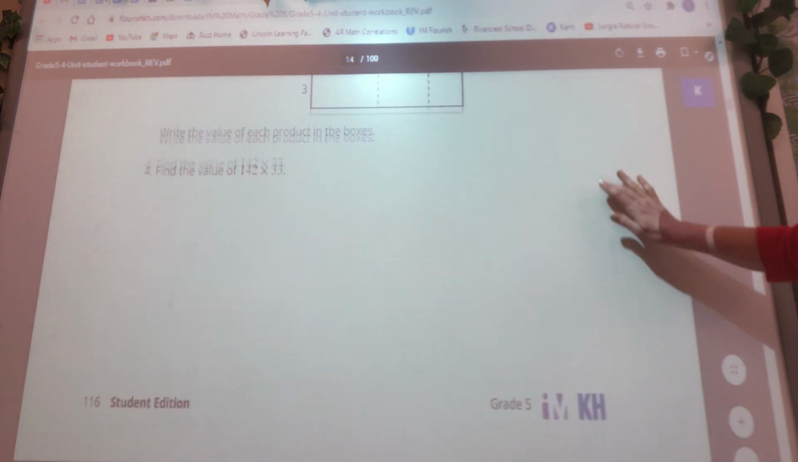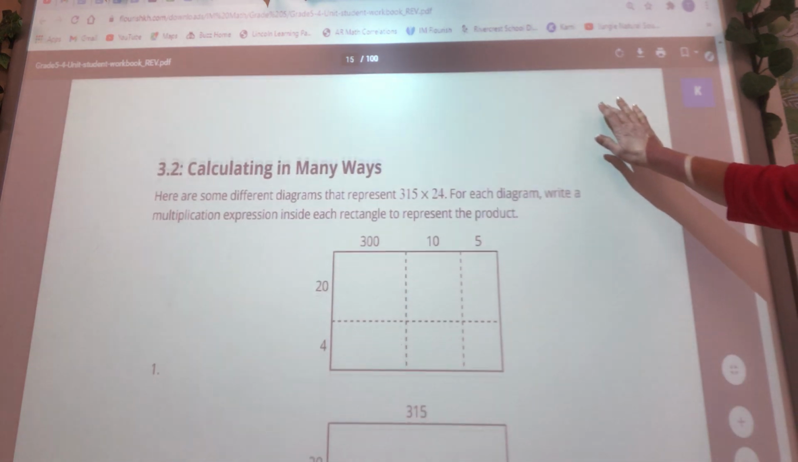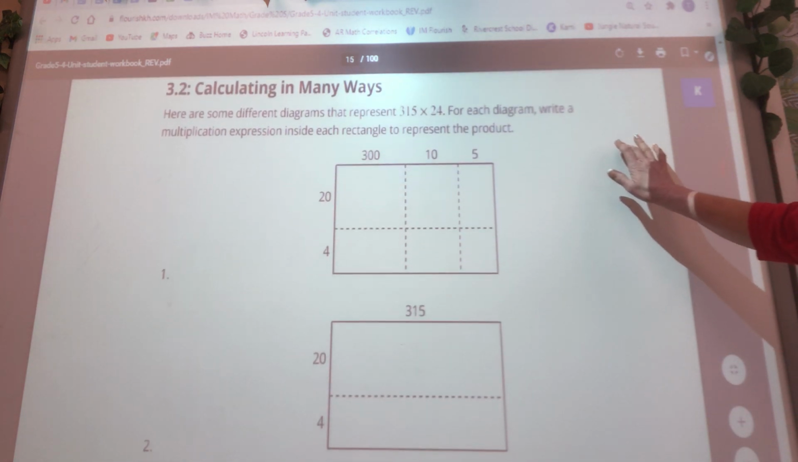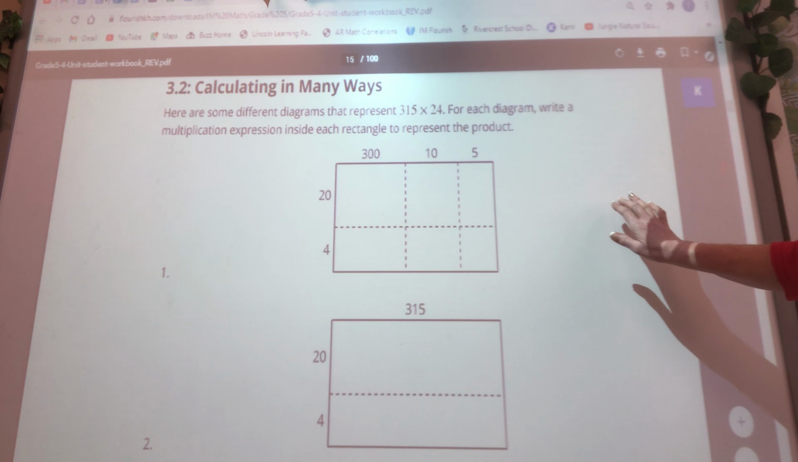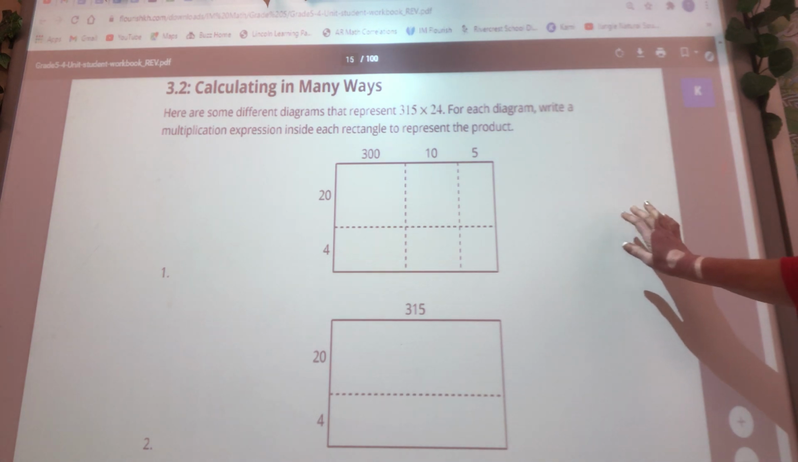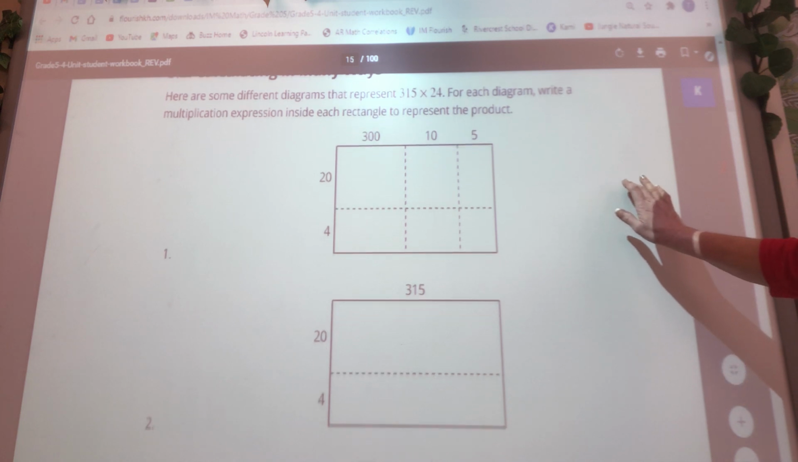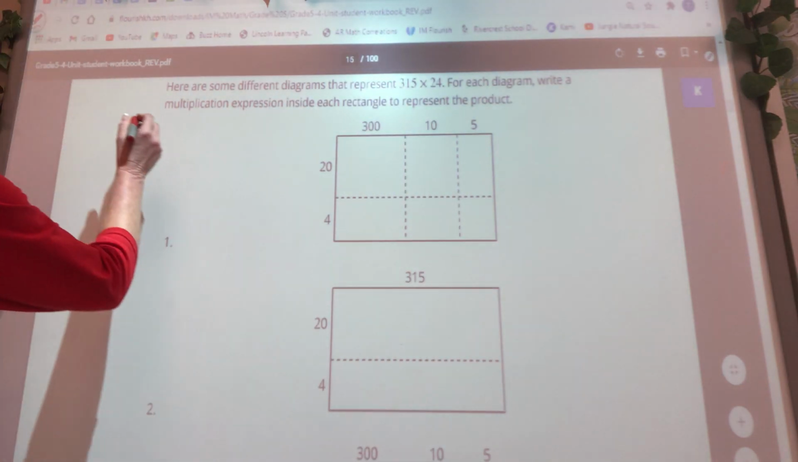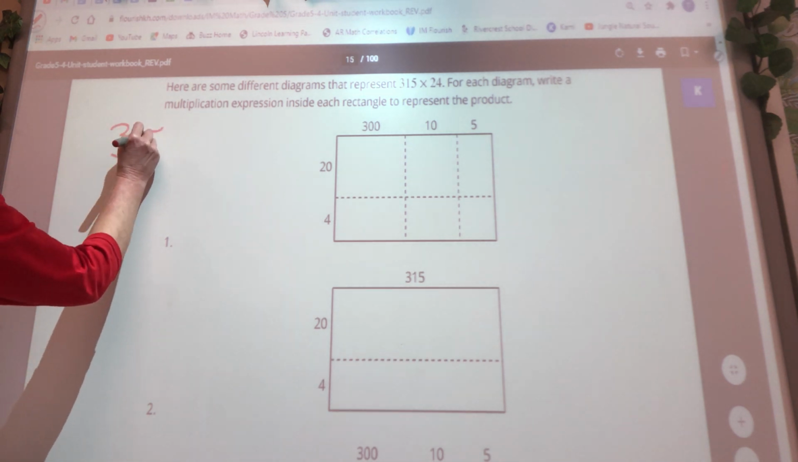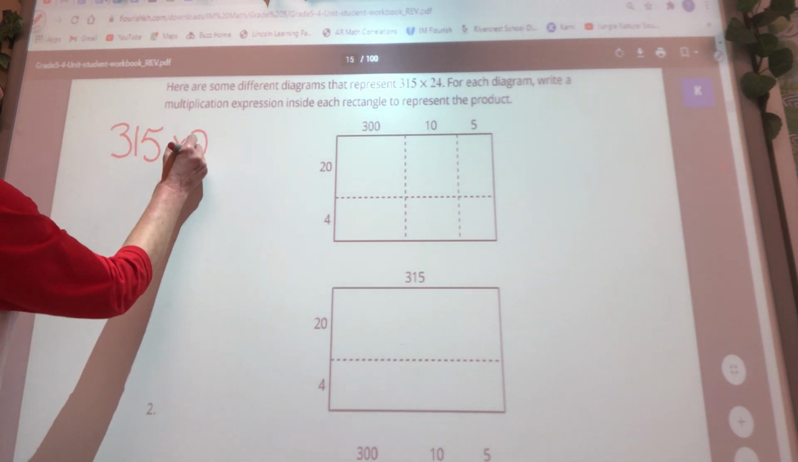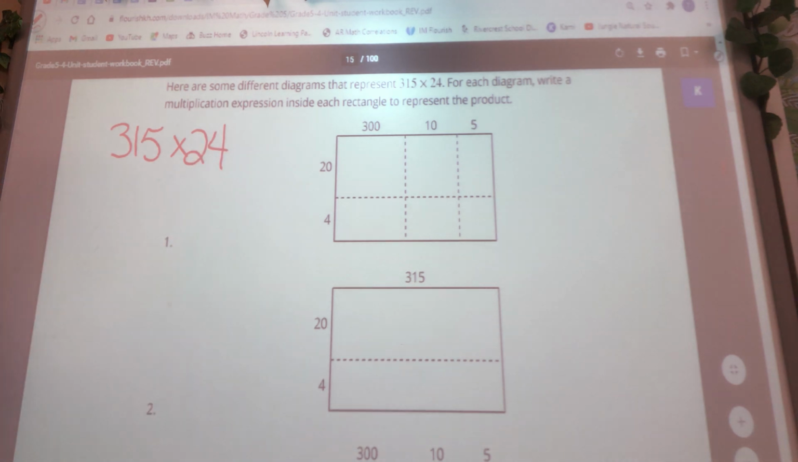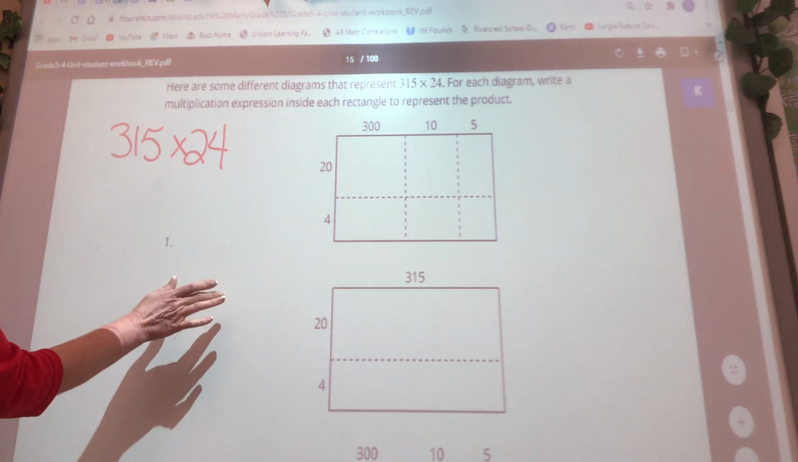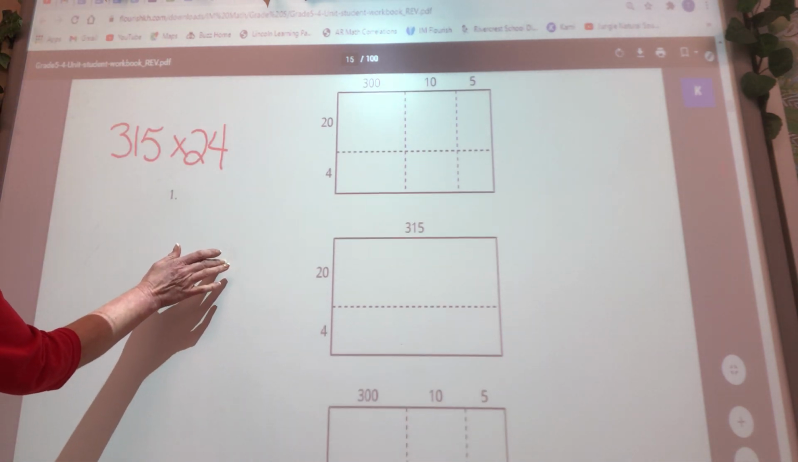Okay, next page. Now this one, we're still doing the same thing. We're doing partial products. It's giving us 3 different ways to do the exact same problem. In every single problem, we're doing 315 times 24. Okay, it just has it broken out differently in each one.